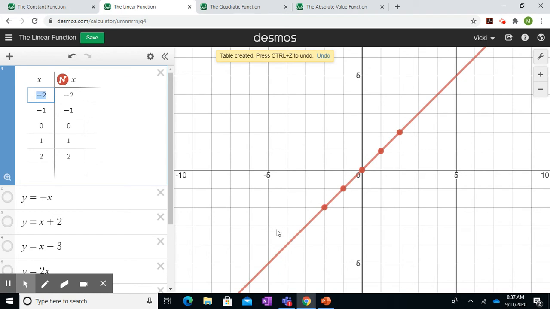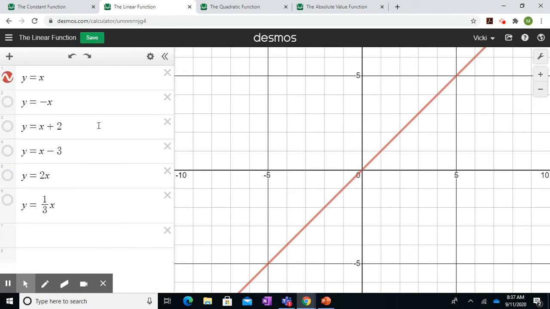Plug in a couple of X's, and you get back the same exact Y values. So again, when in doubt, make a table. What kinds of cool things can I do to this? Well, if I graph Y equals negative X on the same set of axes, again, notice it's a reflection over the X axis. What about Y equals X plus 2?